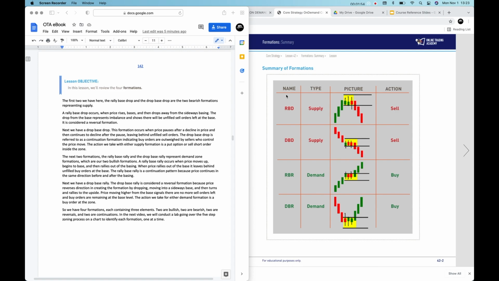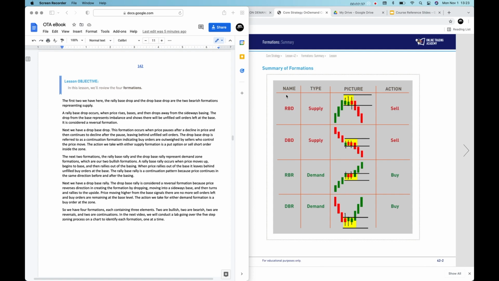Next, we have the drop-based drop. This formation occurs when price pauses after a decline in price and then continues to decline after the pause, leaving behind unfilled sell orders at the base level. The drop-based drop is referred to as a continuation formation, indicating buy orders are outweighed by sellers, and the sellers control the movement of price. The action we typically take at either supply formation is a put option or a sell short order inside the zone.